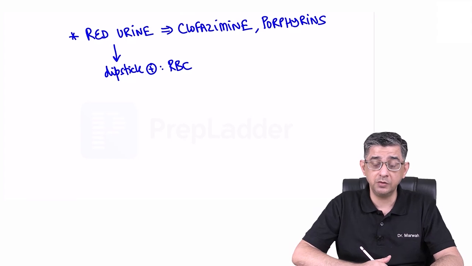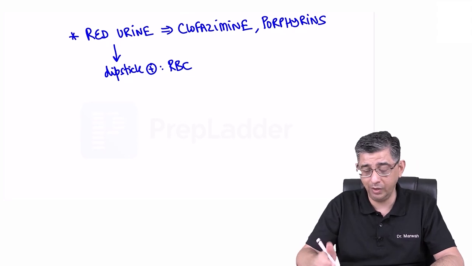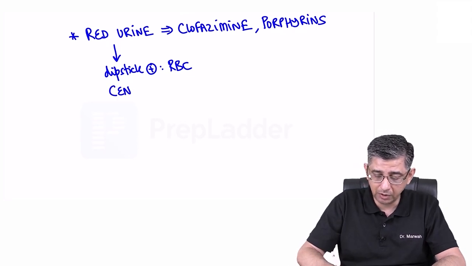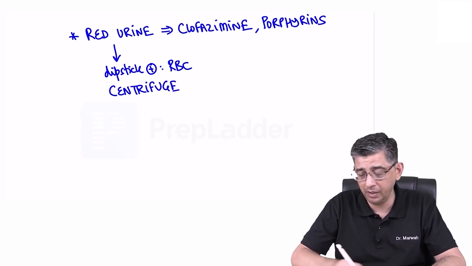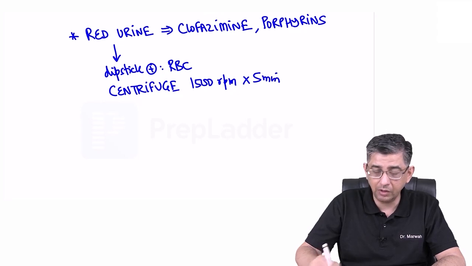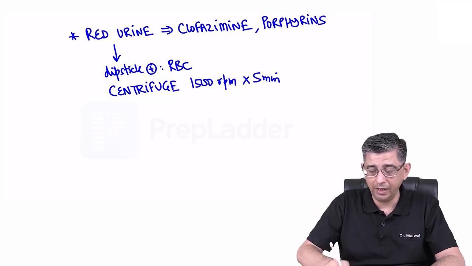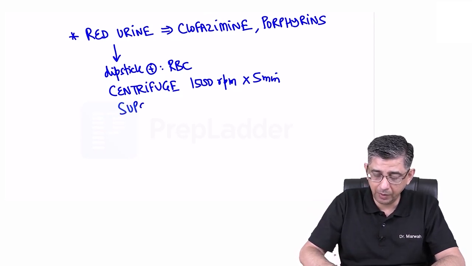In those circumstances where the red urine is primarily because of blood in the urine, what you are supposed to instruct the laboratory is that they should be centrifuging this urine sample at about 1500 RPM for 5 minutes. Why am I doing that? Because on centrifuging, the RBCs will tend to settle down, and I will be able to evaluate the supernatant.